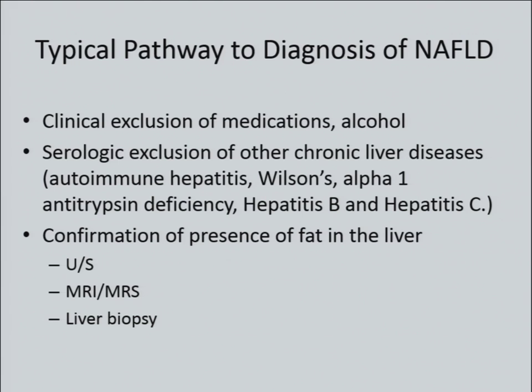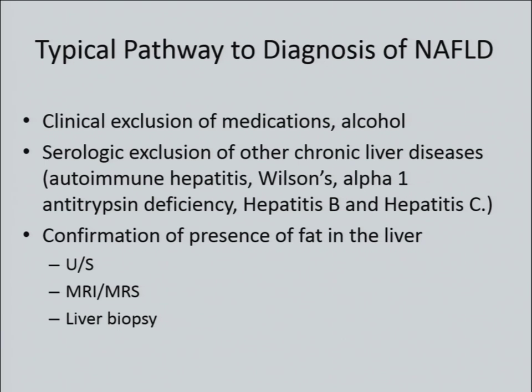The next step is serologic exclusion of other chronic liver diseases. And so that list includes things like autoimmune hepatitis, Wilson's disease, alpha-1 antitrypsin deficiency, hepatitis B and C. I forgot on that list celiac disease, so that should be considered as well.